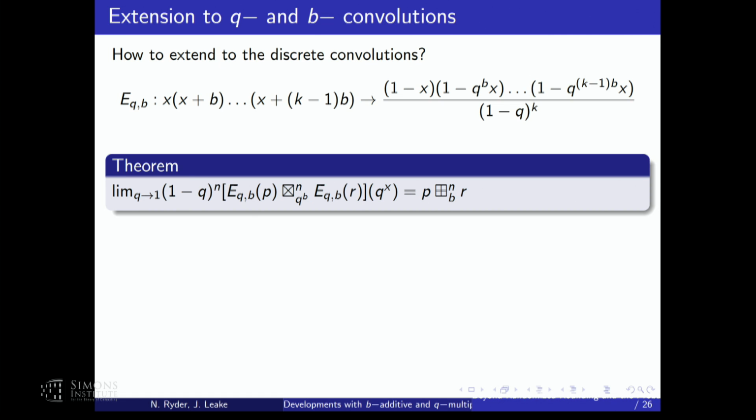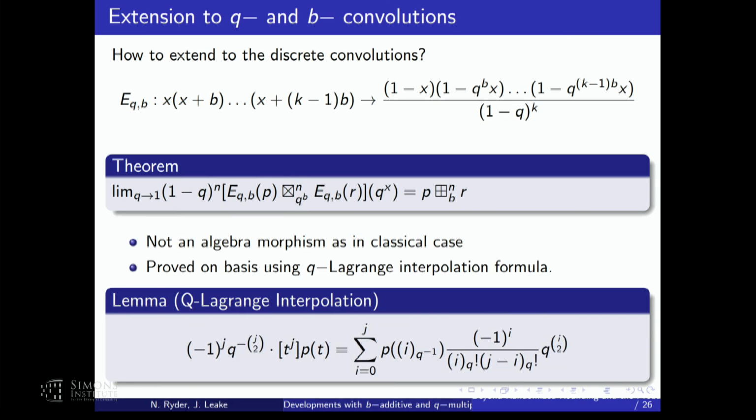But we do prove this. This is true uniformly on compact sets. And the way we prove it is based on this Q Lagrange interpolation formula, which is a pretty cool formula. It's just like Lagrange interpolation, except it does everything in terms of Q binomial coefficients. It has a nice little proof. And so using this and some careful combinatorics, we get this theorem.